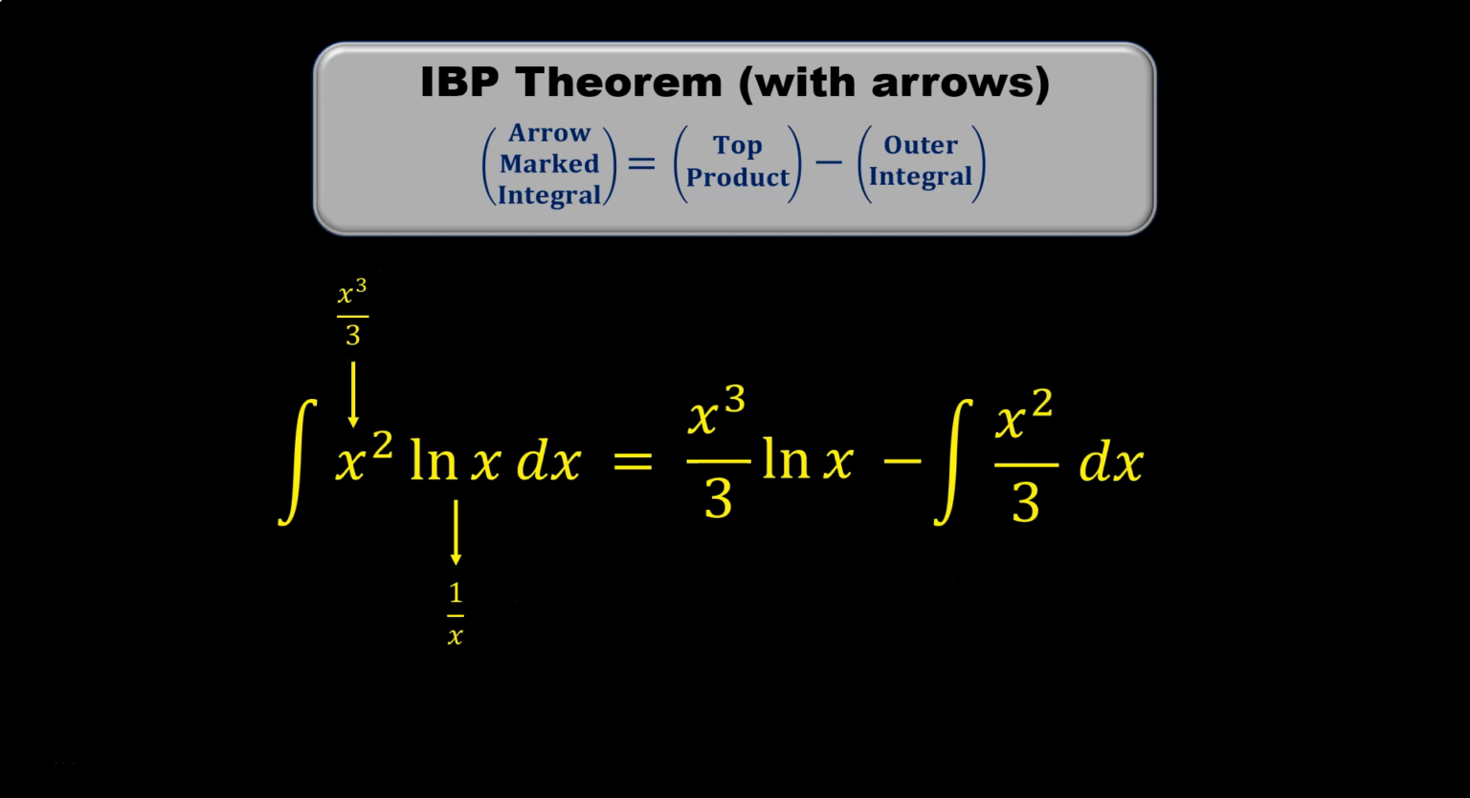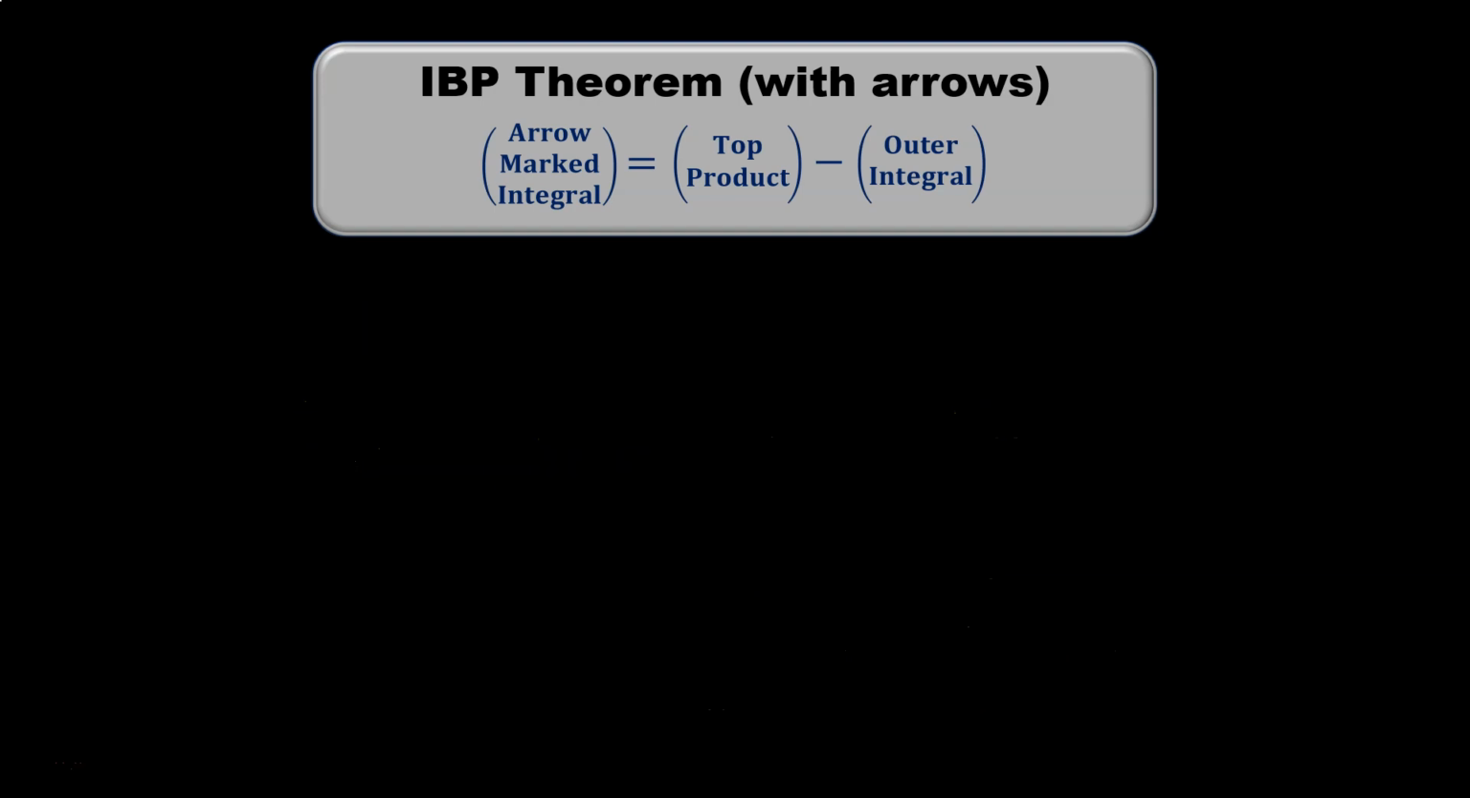The rest is routine. Bring the first term down, do the easy integral in the second term, and put the cherry on top. That's it. Integration by parts is easy when you do it with arrows. But let's return to a question we raised earlier.